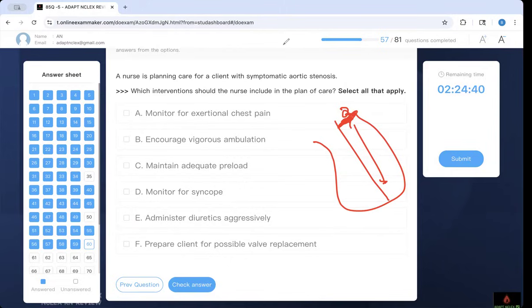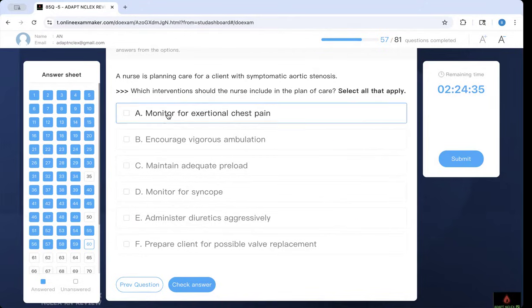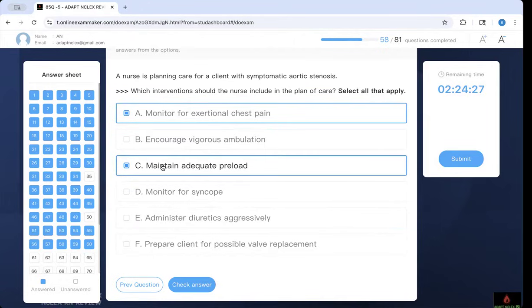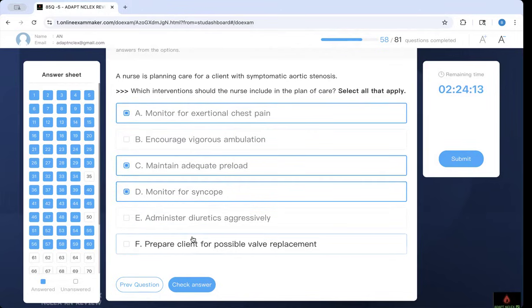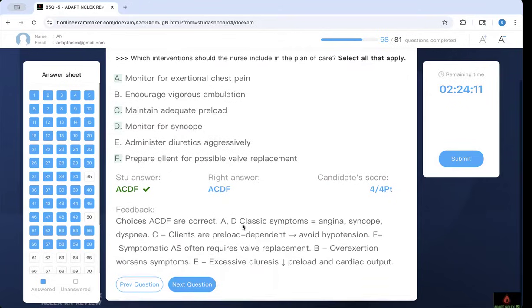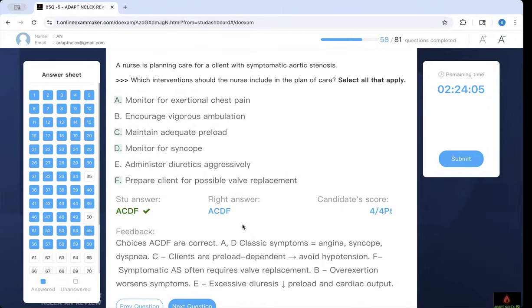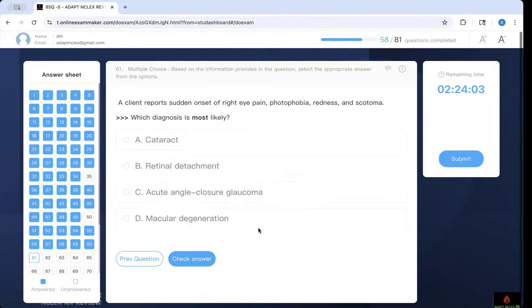What do you think? You got to monitor for exertional chest pain. That's what kills them. When they exert themselves, they die. They should not do vigorous ambulation. That's bad. Maintain adequate preload, more preload so that you can improve cardiac output. I told you, syncope and exertional chest pain are their problem. If you give them diuresis, you lower their preload. That's not good. They may need valve replacement. So that's the things you need. A, C, D, and F are your right answer. Those are the conditions that you have to institute.